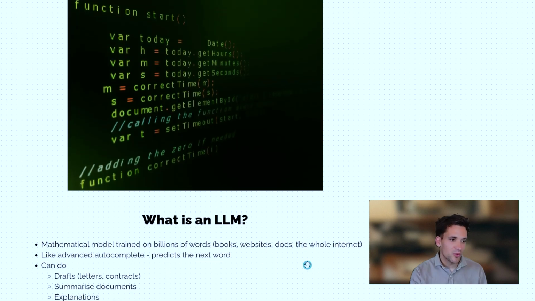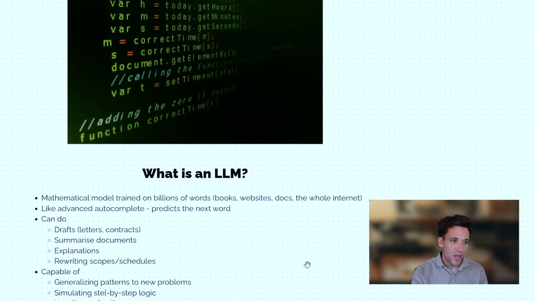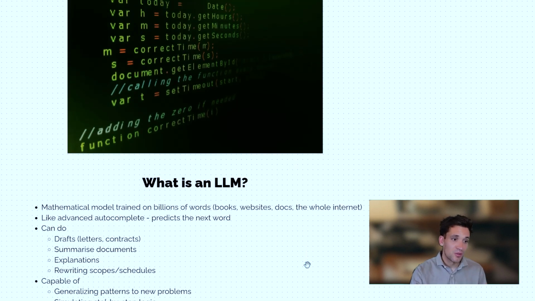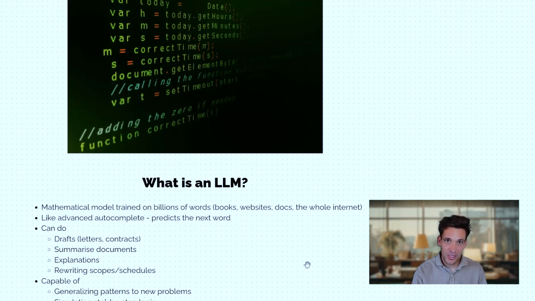A large language model is a mathematical model trained on billions of words. Books, websites, documents, the whole internet. They're more or less an advanced autocomplete. They're trained to predict the next word, or as they're called, token, in a series of letters. So what can they do?